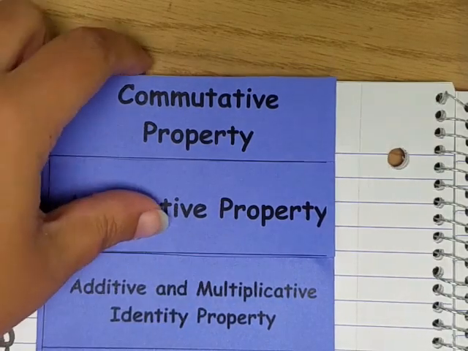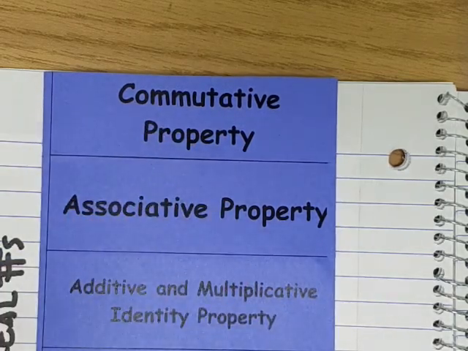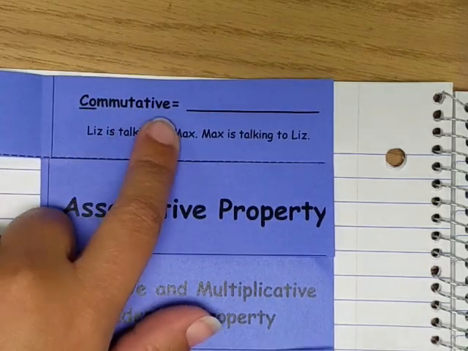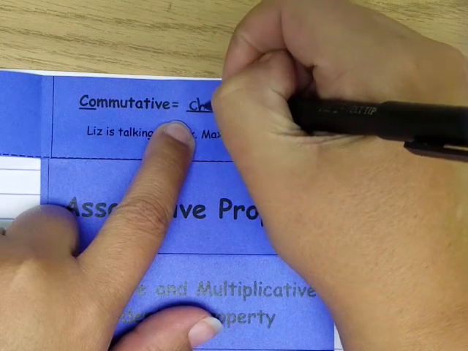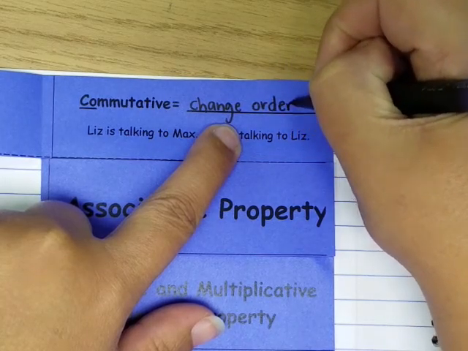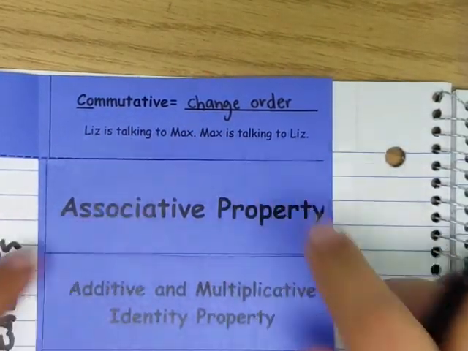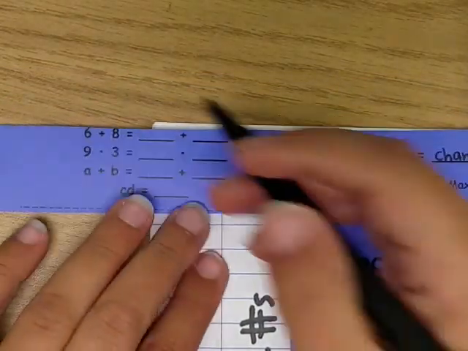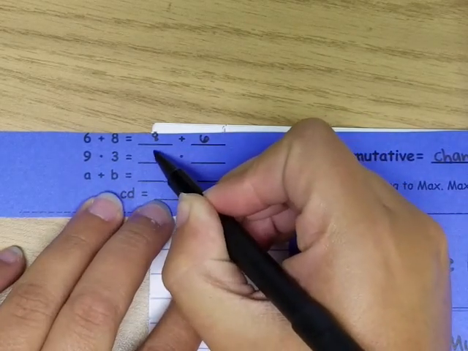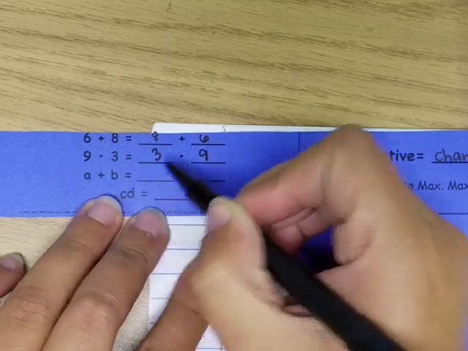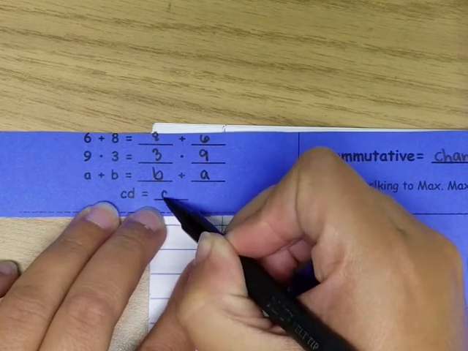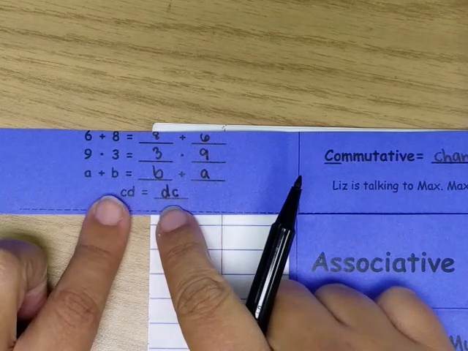So the commutative property talks about, if you look at the word commute, it means that you can kind of move, or you can change order of an addition problem or a multiplication problem. So right here we're going to say commutative property, so we're going to change order. And then Liz is talking to Max, Max is talking to Liz. It means the same thing. So in math, some examples: 6 plus 8 is also equivalent to 8 plus 6. 9 times 3 is equivalent to 3 times 9. So A plus B is also equivalent to B plus A. And then C times D is also equivalent to D times C. So they are equivalent expressions.